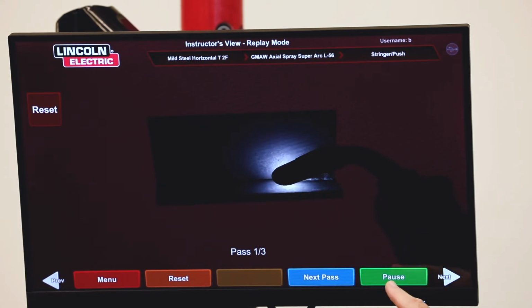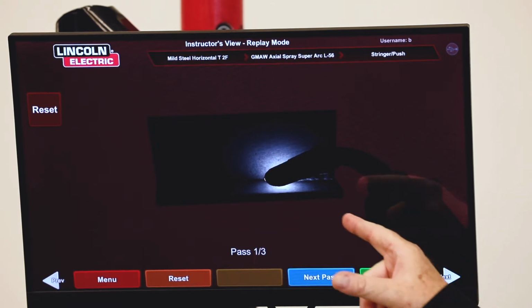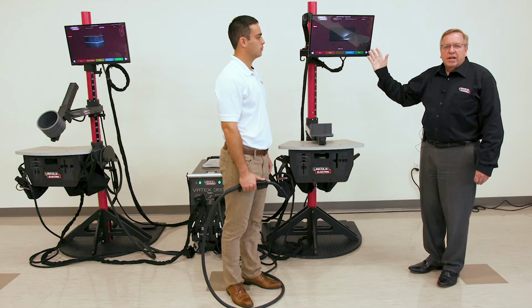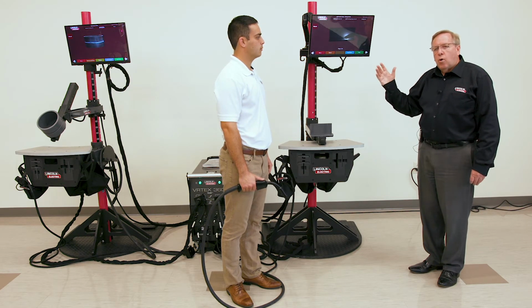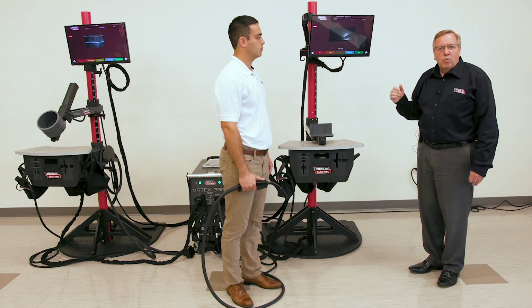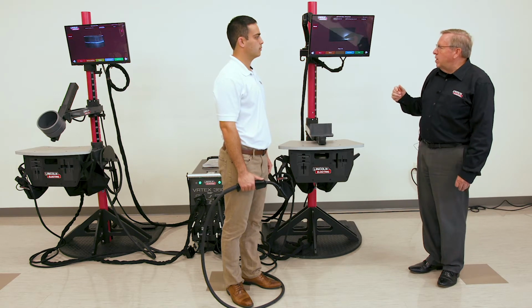And now when he's welding along, you notice that the puddle disappeared behind the nozzle. That allows the instructor to replay that weld and take a look through the eyes of the student and say, you've got to get yourself in the right position. And he can play the replay mode if he wants, or he can go back to a demo mode and see what a welding instructor did in the demo mode.